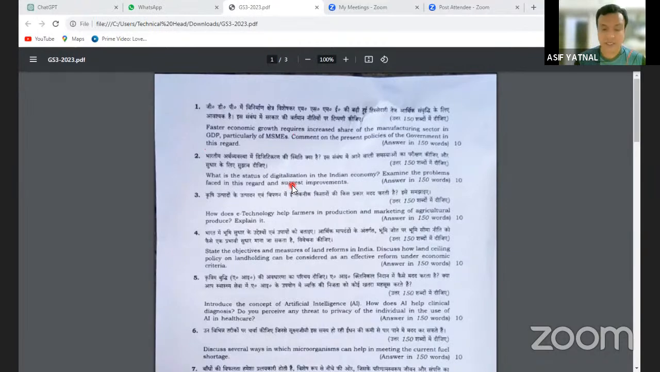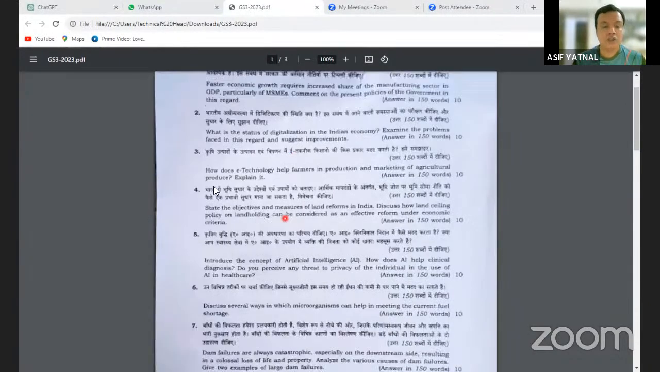मतलब बहुत हद तक इंडिया की इकोनॉमी को डिजिटलाइज करने में ये करंट गवर्नमेंट सक्सेसफुल हो चुकी है. So what is the status of digitalization of the Indian economy? Question is, examine the problems faced in this regard and suggest improvements. Although the Indian economy has been digitalized, but there are certain problems which are being faced by this digital economy, and they have asked you to suggest some improvement. A very simple question again, right?